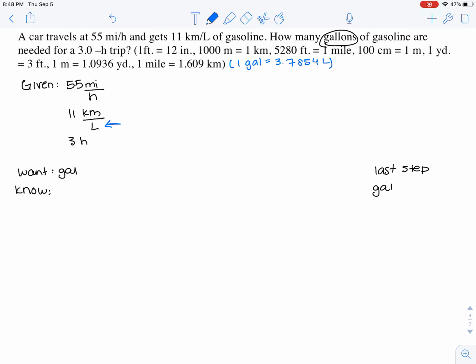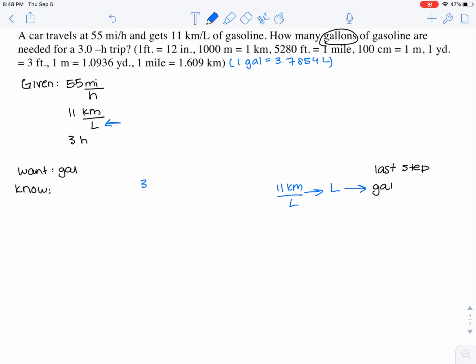And I see liters right here. So I can convert liters to gallons, then use the 11 kilometers per liter. Well, then I need to get rid of the kilometers. I have to use the 3 hours at some point. If I want to get rid of the kilometers and figure out how many miles the car is driving per hour, it makes the most sense to start with 3 hours. Then if I want to use the hours, I need to use the 55 miles per hour to get rid of the hours.